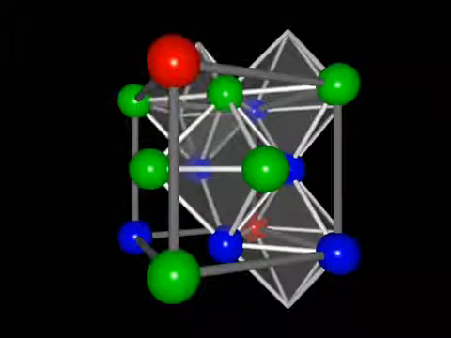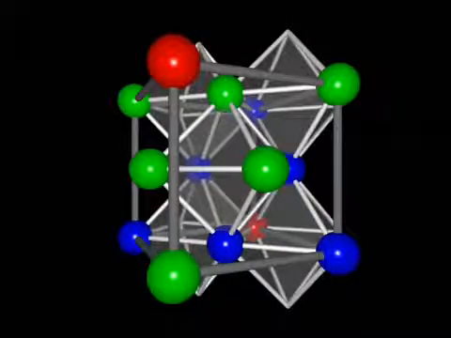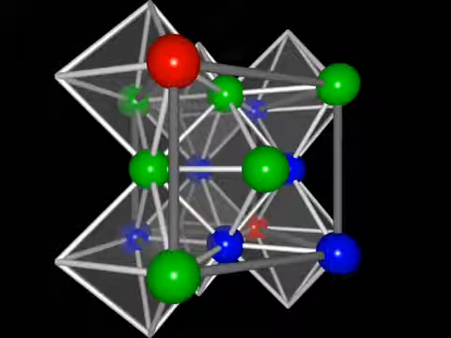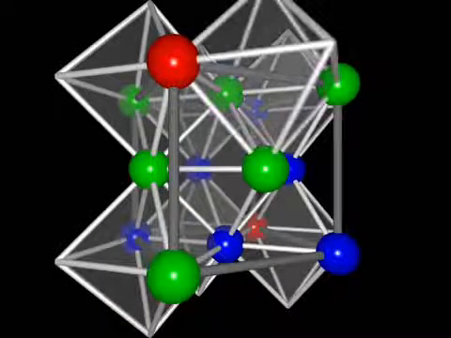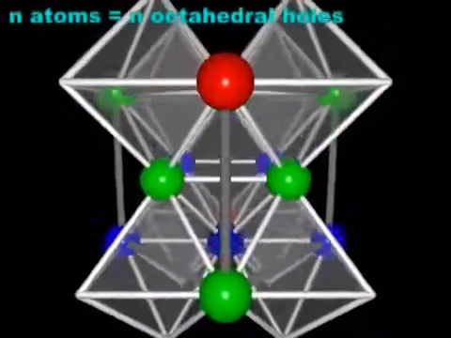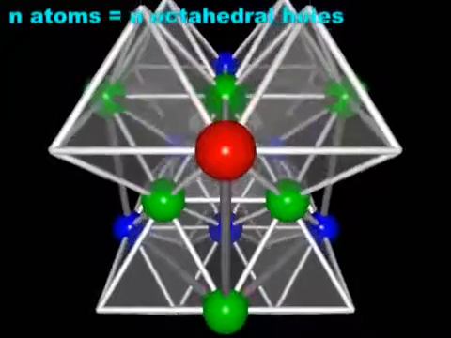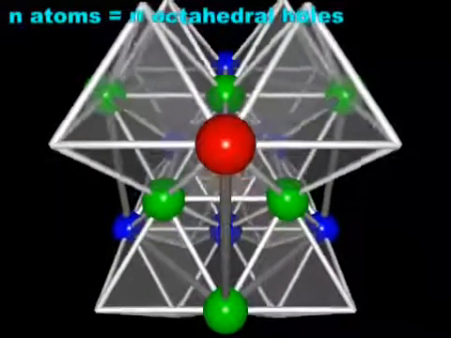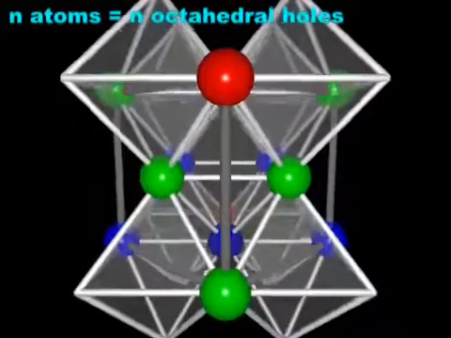The center octahedral hole shares each of its 12 edges with 12 other octahedral holes. 8 of these are shown here. Each of these lies 1/4 inside the cell. Overall, an array of n atoms in a close-packed structure actually gives rise to n octahedral holes.